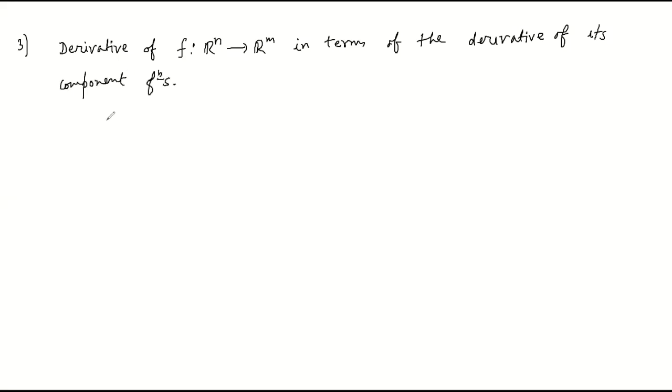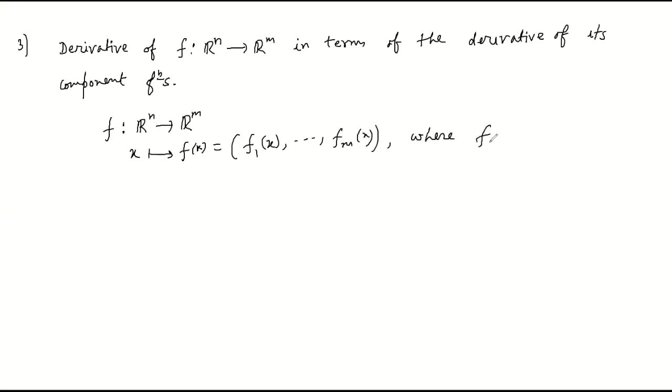So recall that f is a function from Rn to Rm, x maps to f of x. So f of x is an element in Rm, that is an m-tuple. So this is equal to the m-tuple f1 of x and so on up to fm of x, where fi is a real valued function on Rn to R, for all i equal to 1 and so on to m.